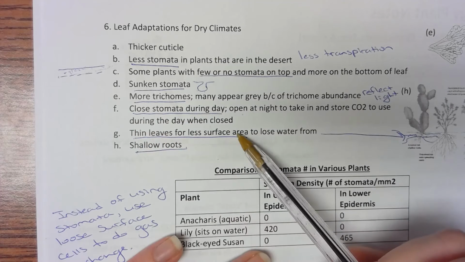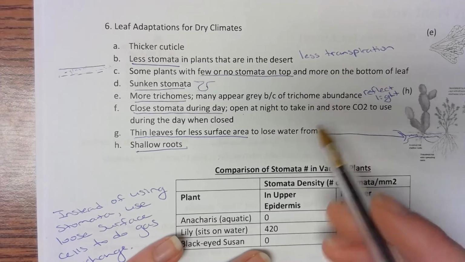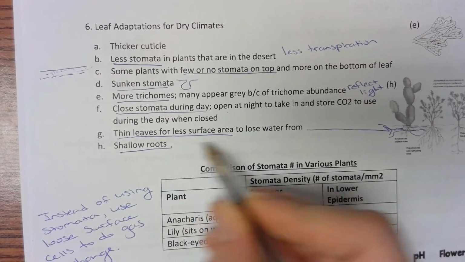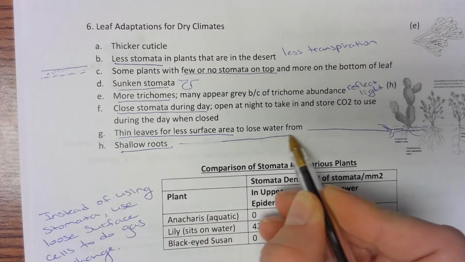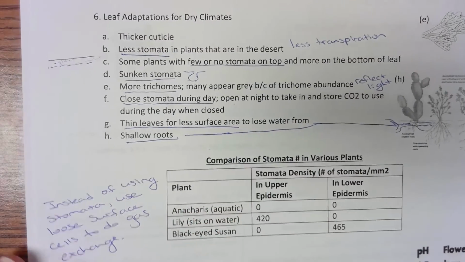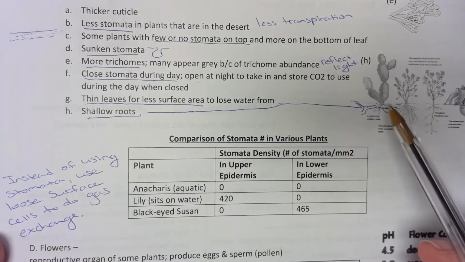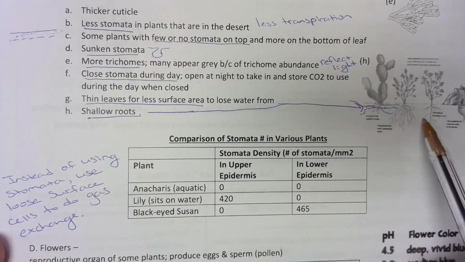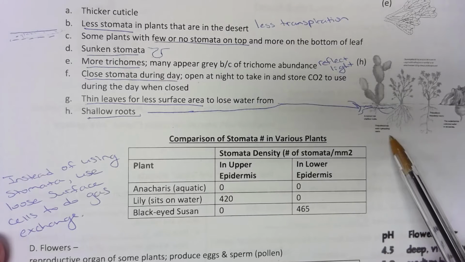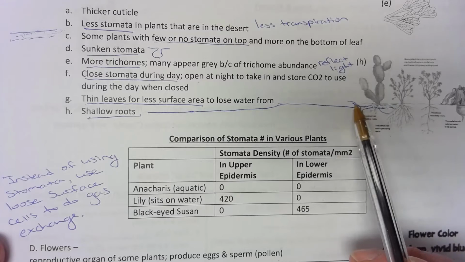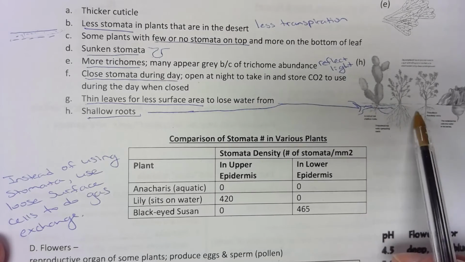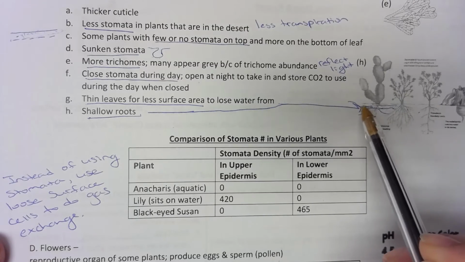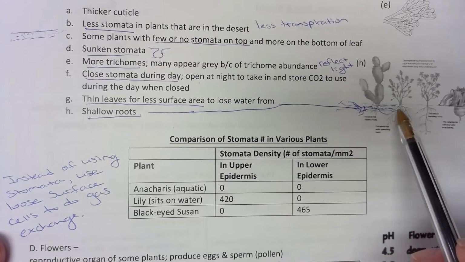Then smaller leaves for less surface area, and that's less surface area to lose water from. And then shallow roots. If you just have a little bit of rainfall, there's no point in having roots that are really deep. You want those roots to be long and very shallow, so that if the water just goes this deep, all of those roots can absorb that water.